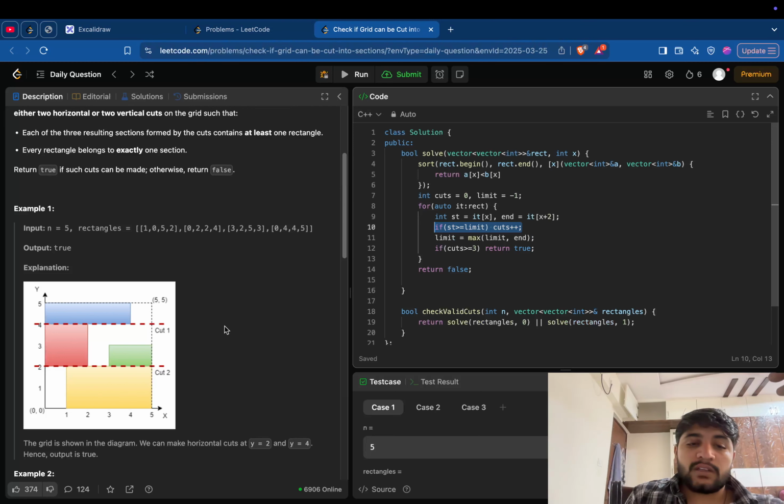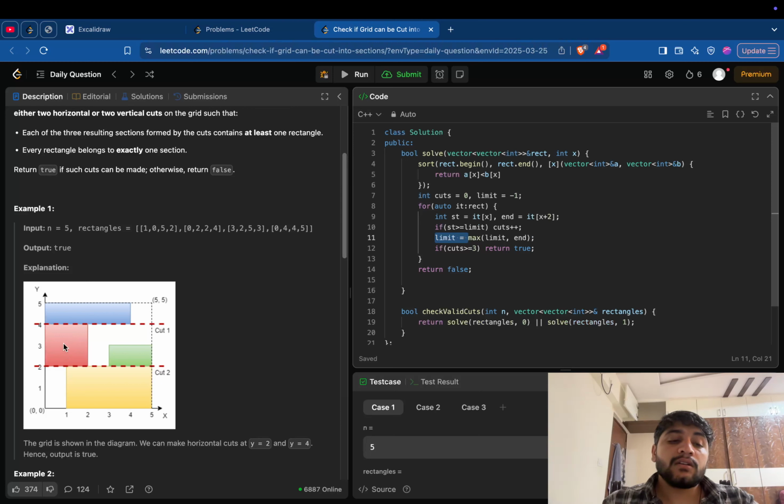Then we go to the next rectangle. Did the cut reach the value 3? No, it's not. So then we will try the cuts along the y-axis. Now along the y-axis, the first rectangle will be this, in the sorted order. So start is 0, end is 2. So the limit will be updated to 2, and there is one cut along the 2 of the y-axis.